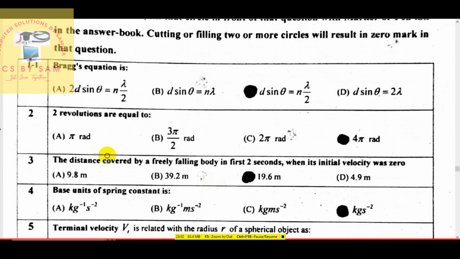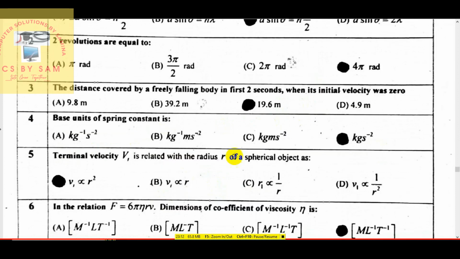Next, Bragg's equation, which one is it? 2d sin theta is equal to n lambda. Next, 2 revolutions are equal to 4 pi radian. The distance covered by a freely falling body in the first 2 seconds when its initial velocity was 0 will be 19.6 meter. The base unit of the spring constant is kilogram per second square.